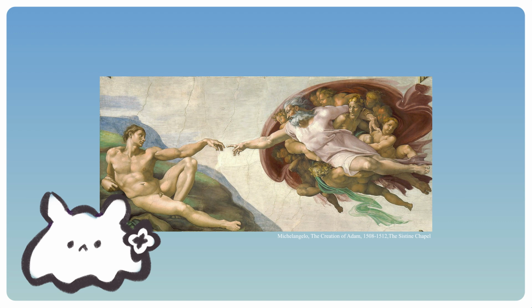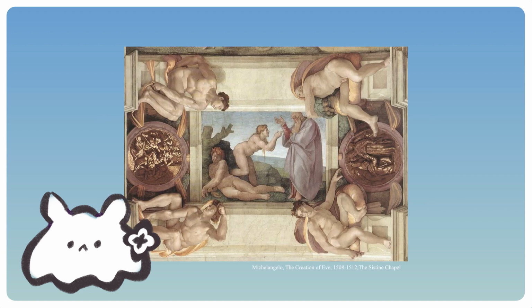Next up, we'll briefly talk about a few of the other panels on the ceiling of the Sistine Chapel, starting off with the creation of Eve, which is adjacent to the creation of Adam. We can see how this panel illustrates the creation of Eve from Adam's rib.